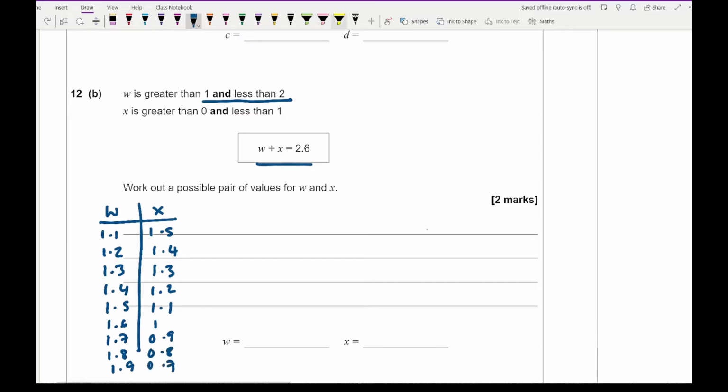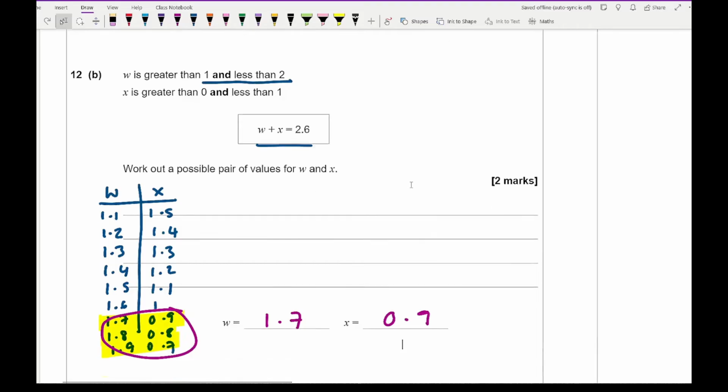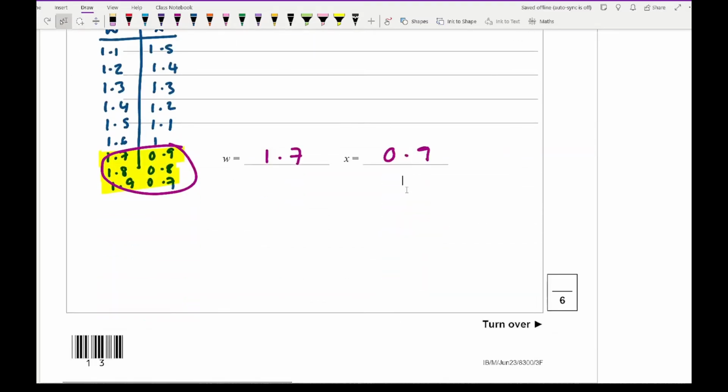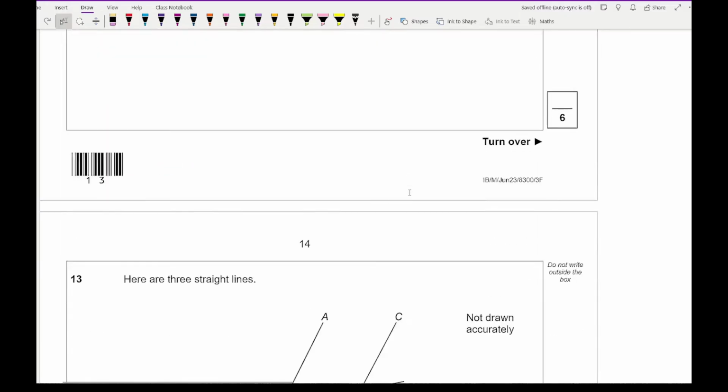So again, in terms of the valid options I could have, any of those bottom three that I could have, all I then need to do is just write down one of those. So I could write 1.7 and 0.9. So again, any of those three options would be fine. Again, if you go into two decimal places, just simply type into your calculator and see when you add the numbers up, it adds up to 2.6.